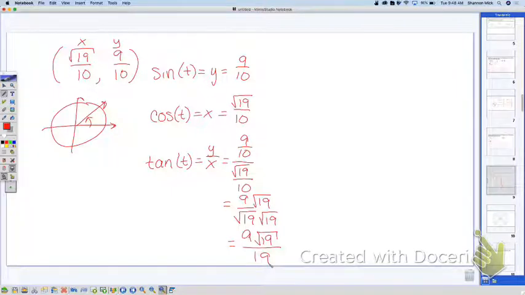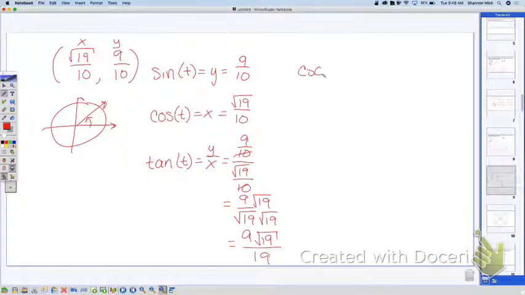Okay, what's next? What happened to the 10s? The 10s reduce, because when I multiply by the reciprocal, as long as it's 10 and 10, it's always going to reduce. Okay, what's next?